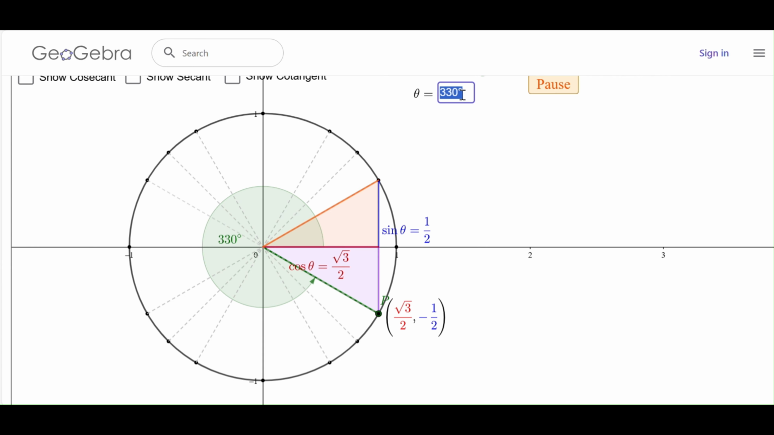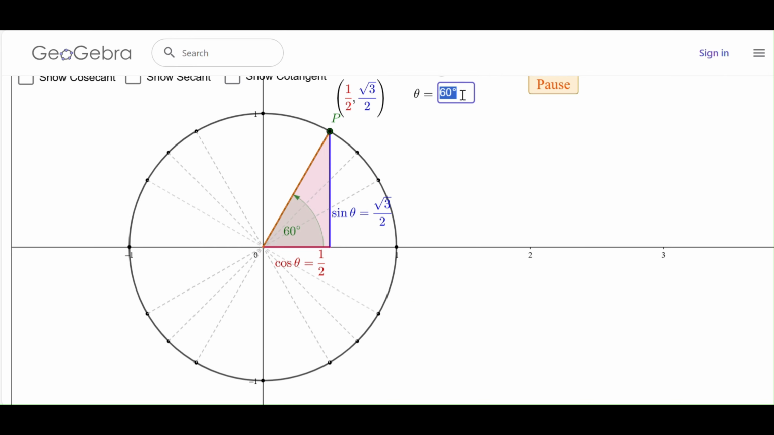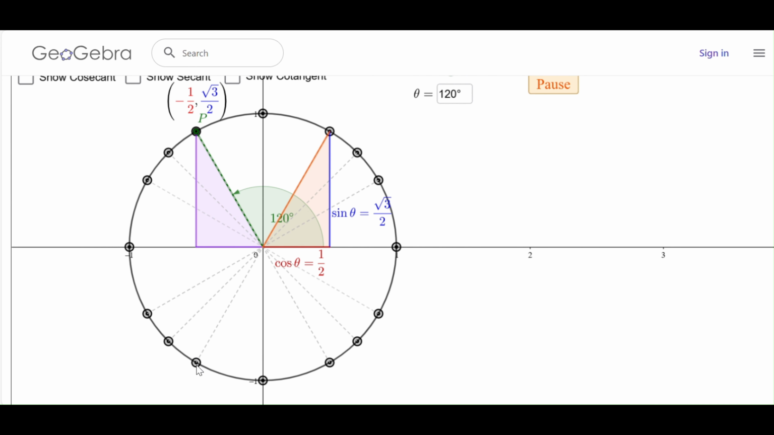Perfect. Then let's do it again with 60 degrees. We know that 60 degrees is the same as 120 degrees, right? Just the opposite side. Oh, but what's the next one? What is this angle over here? If I add 60 degrees to 180 degrees, then we get what?